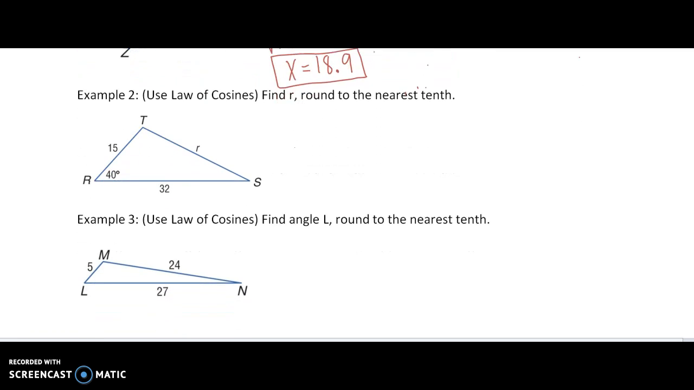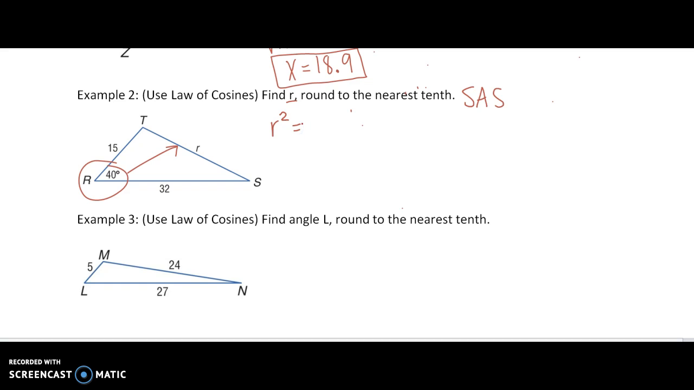Okay, so example 2. Again, I want to find r. So that's this side here. I notice that r is across from this angle, 40 degrees. And this is another example of side angle side. Two sides and the angle in between, that's the information I have. So I circled the angle, draw an arrow to the side opposite of it, and that helps me set up my formula. So since I'm solving for a side again, it just so happens to be the variable.